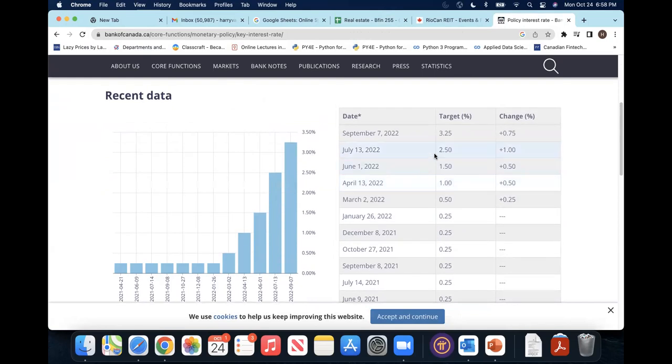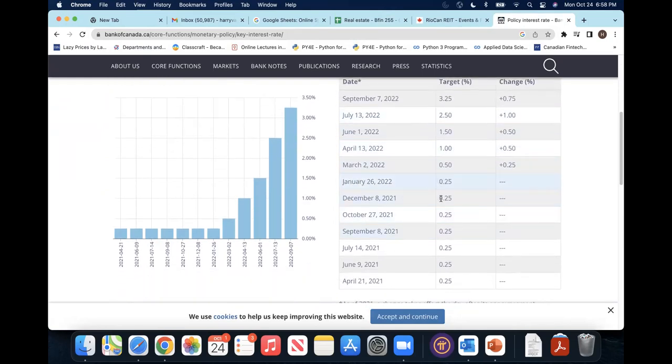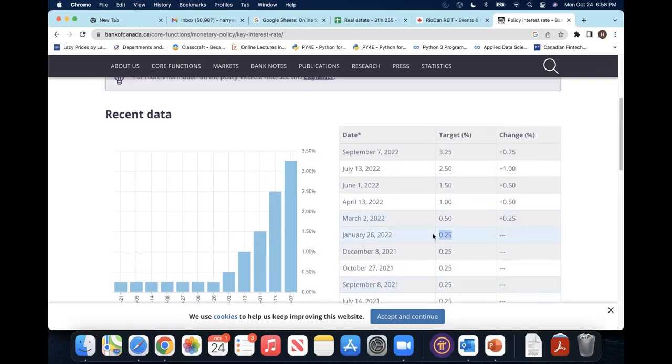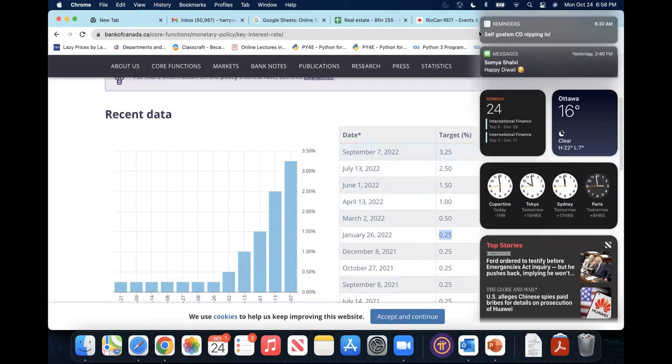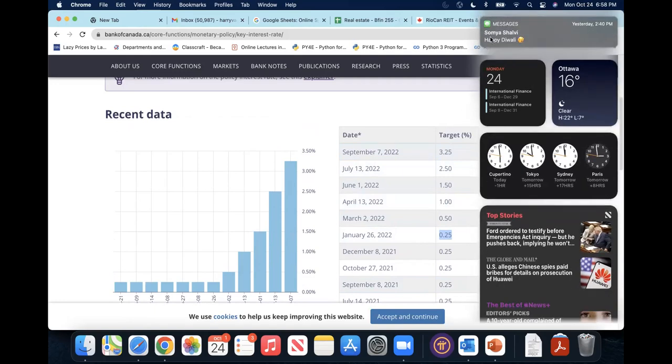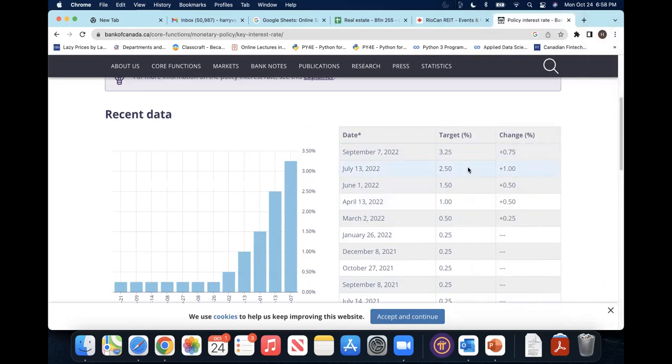so this is what has happened. If you see, let's say, on January 26, 2022, the interest rate was only 0.25%. Then the Bank of Canada started to increase the interest rate. It went to 0.5, 1, 1.5, 2.5. Now it is 3.25, and there is an interest rate hike expected on Wednesday. Today is the 24th of October, and the Bank of Canada makes its decision on the 26th of October. So another interest rate hike might happen.